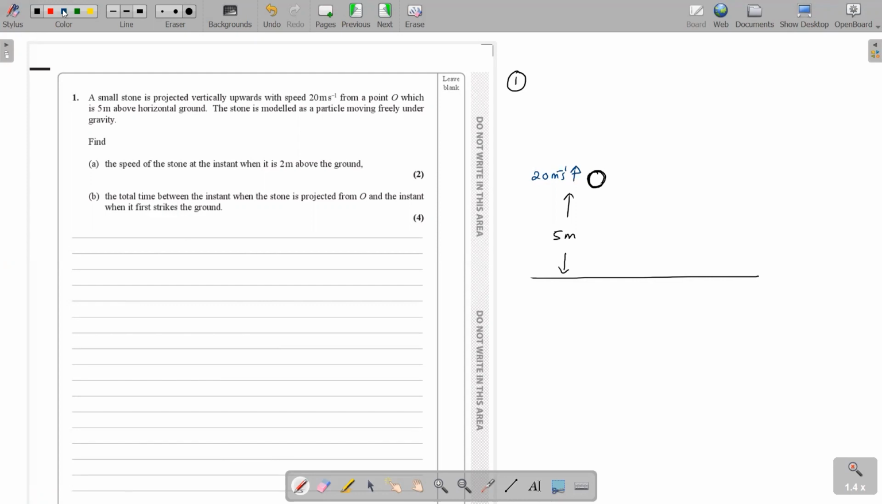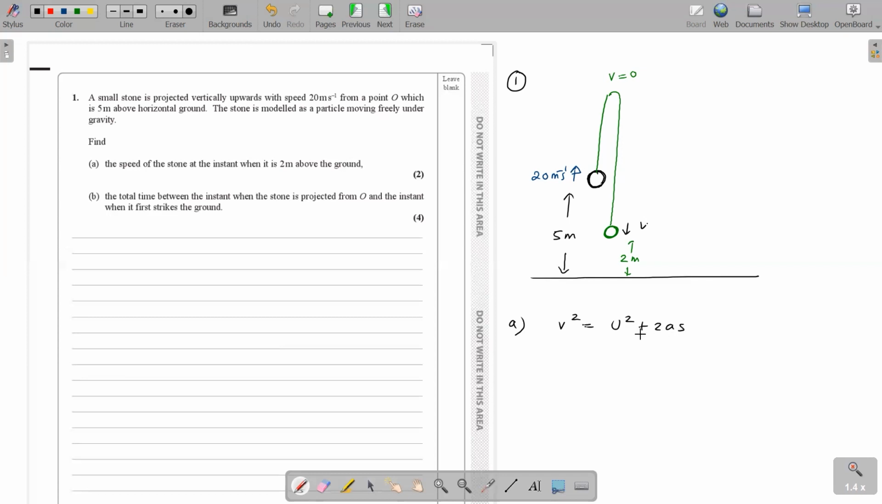So basically, what happens here? You realize that at 20 meters per second, the particle will move up. It will reach the highest point, the velocity is 0, and it will start to come down, right? So they want you to find the speed at the instant when it is 2 meters above the ground. What's the equation that you used? V squared equals U squared plus 2AS.